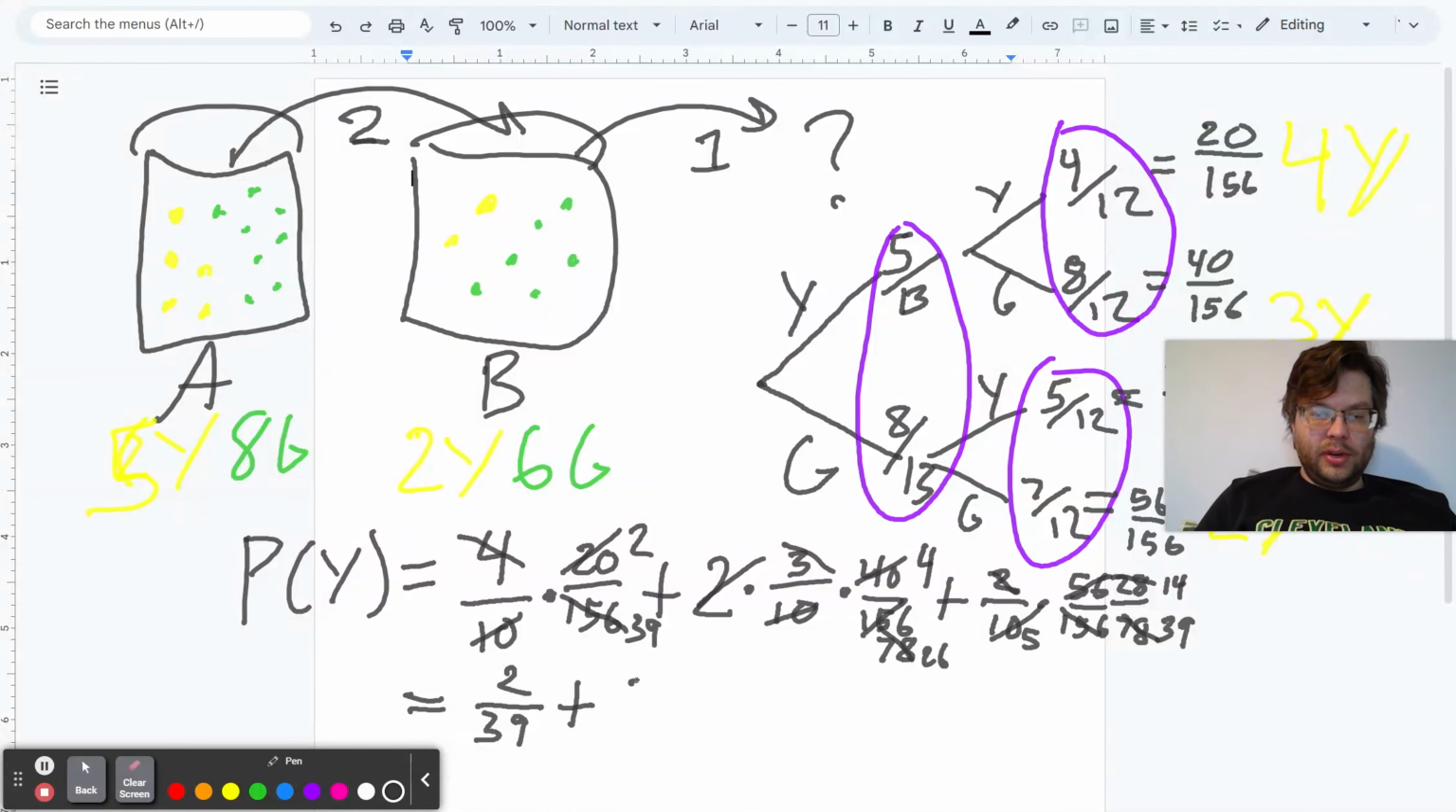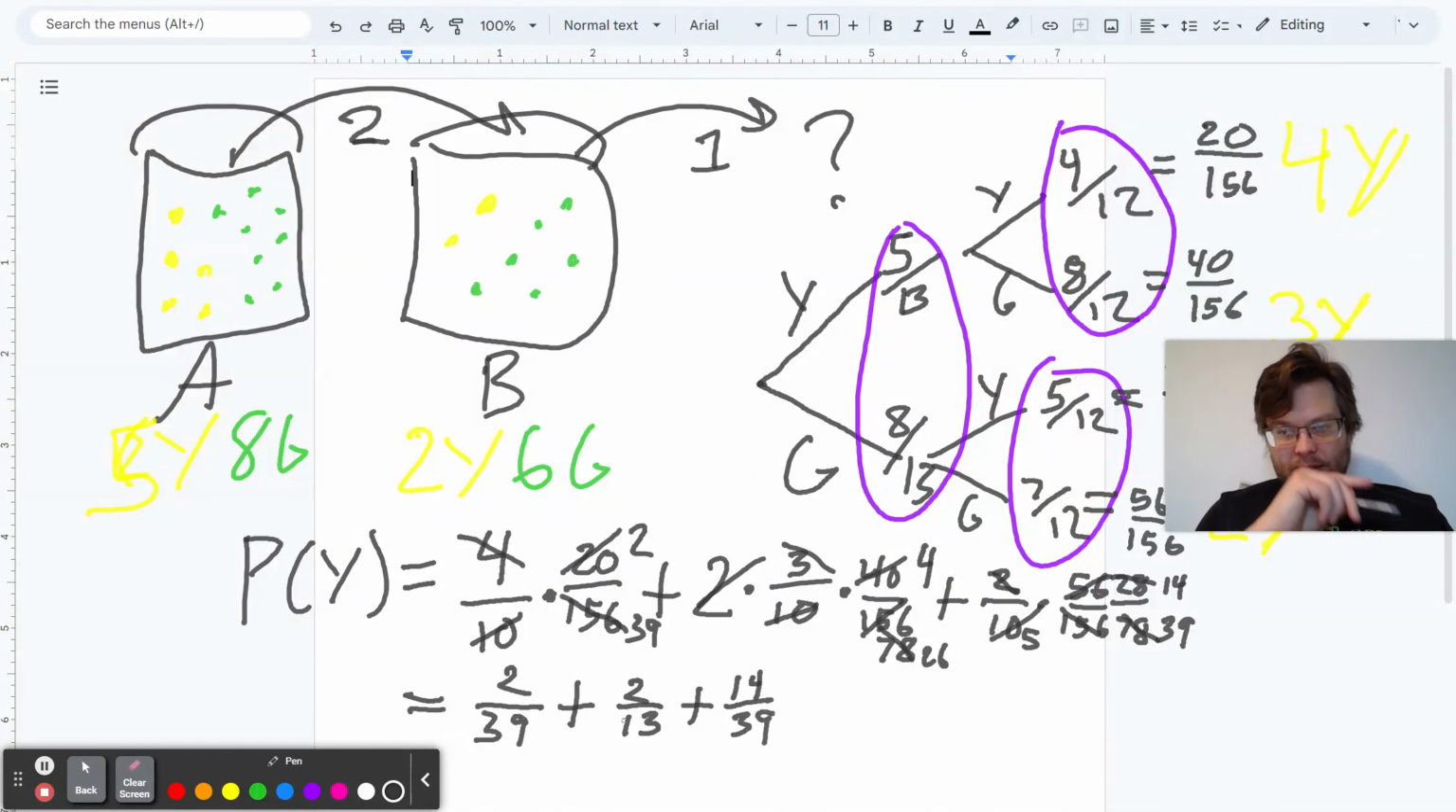So 2 over 39 plus 2 over 13 plus 14 over 39. And 2 over 13 is 6 out of 39. I just multiply by 3 to get a common denominator. So what does that make? 22.